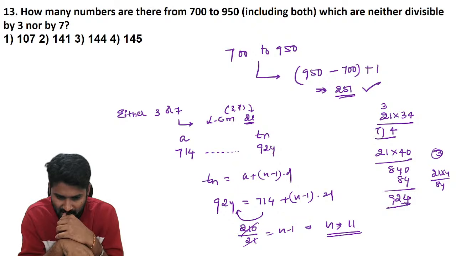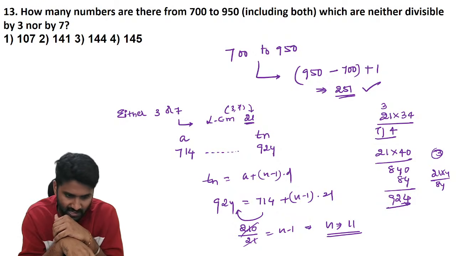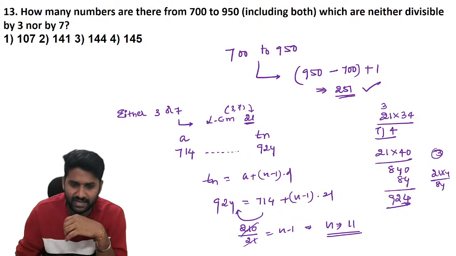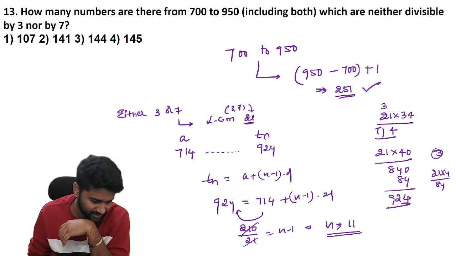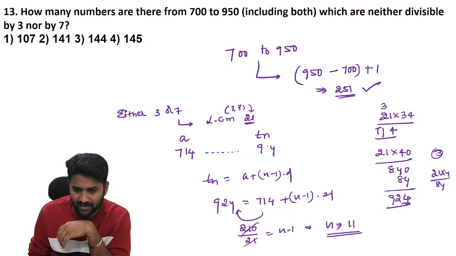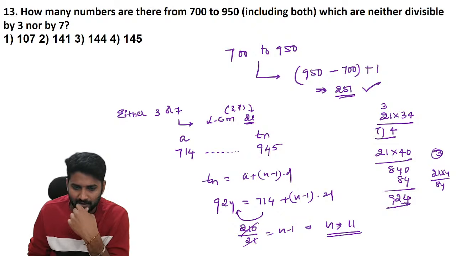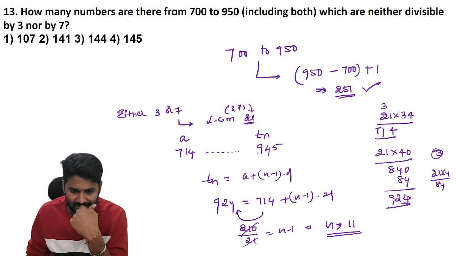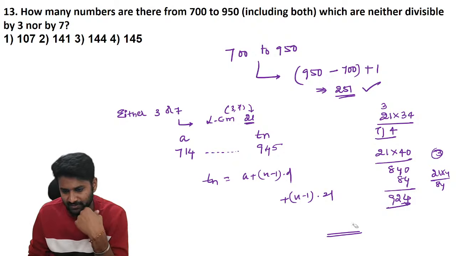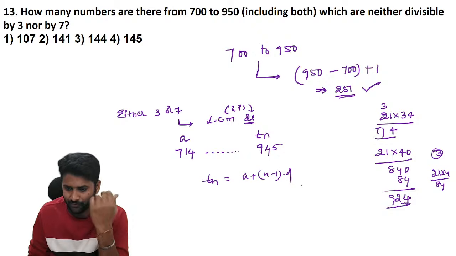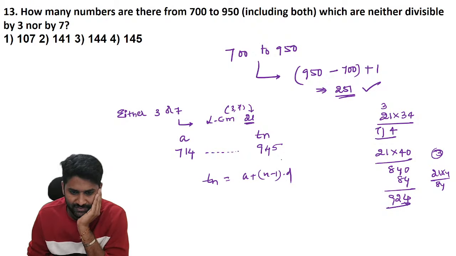Let's check with my calculation. Sorry, 945 is also included, right? Thank you. Sorry. 945 is also included, and the 714 is correct. Let's repeat this calculation. I made a mistake here. 945 means it's exactly 45 times.